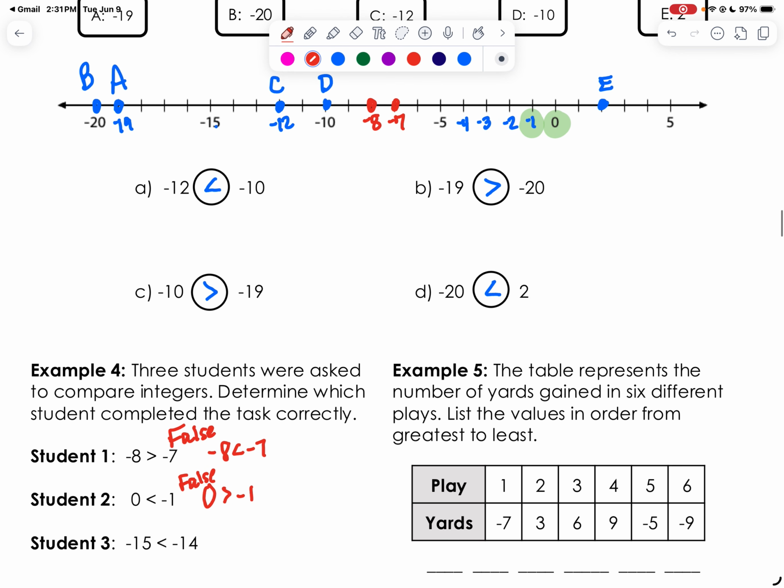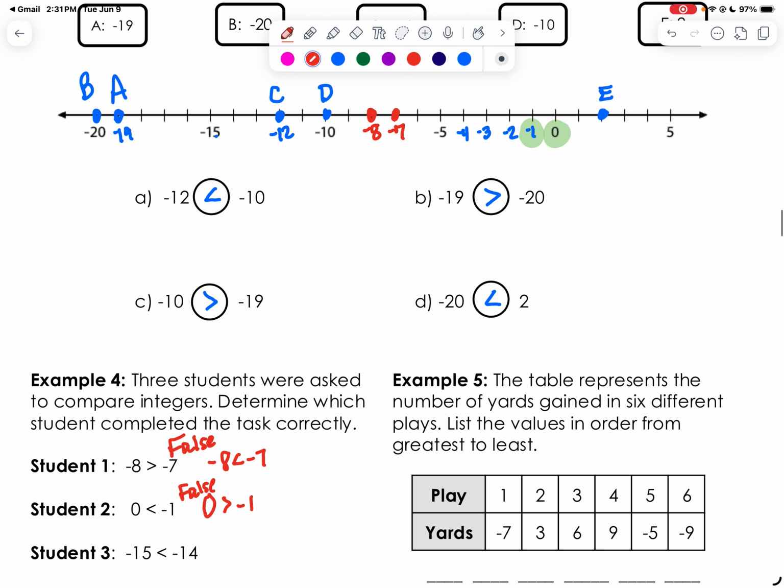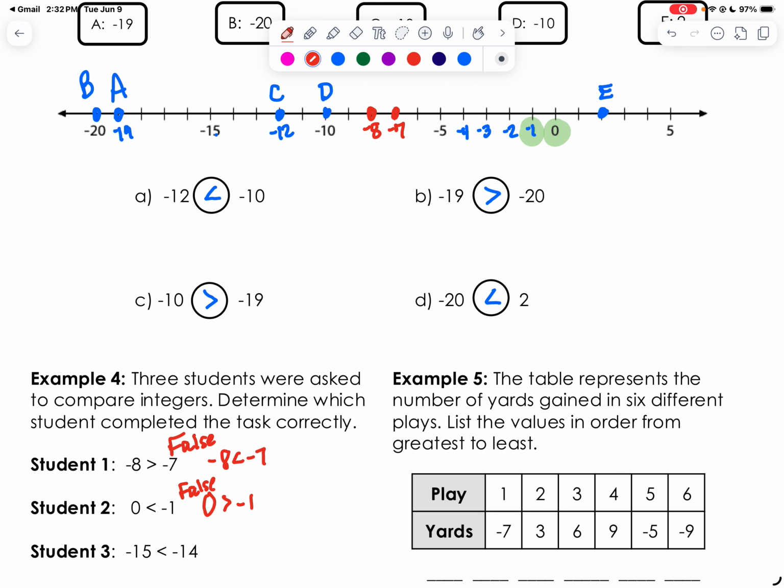All right. Student 3 said that negative 15 is less than negative 14. So let's highlight that in red on this number line here. Here's negative 15, and here is negative 14. Let me highlight that. Here's negative 14. All right, negative 15 lies to the left of negative 14, so it's less than. So student 3 completed this task correctly.